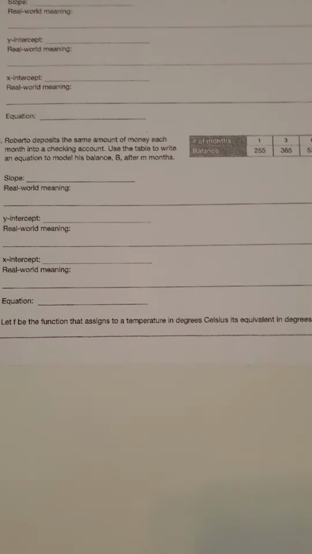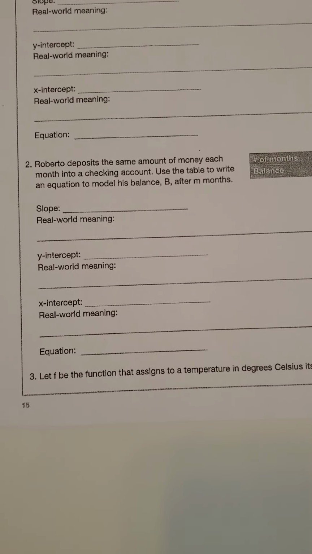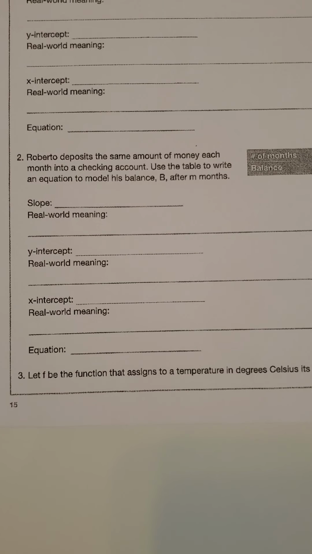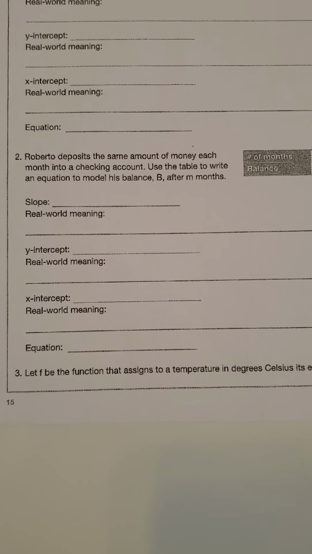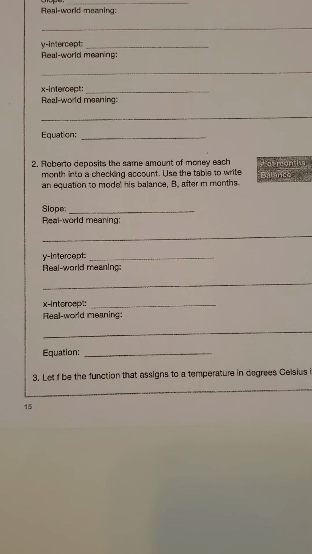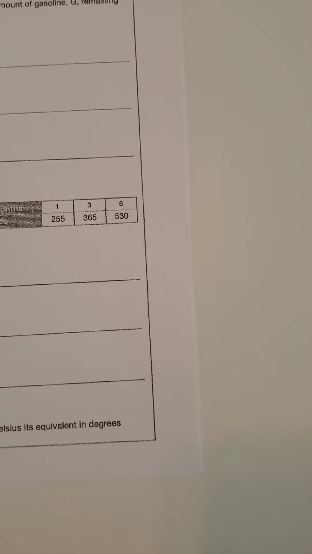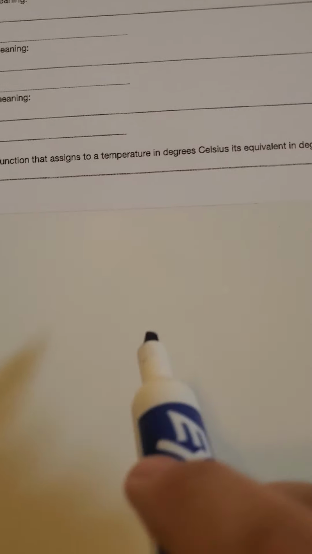All right, second one. I'll do this one and then I'll make another video on 3 and 4. All right, Roberto deposits the same amount of money each month into a checking account. Use the table to the right to write an equation to model his balance B after M months. Okay, so they give us a table of values. Now this one's a little more challenging. So I'm going to do some math down here.